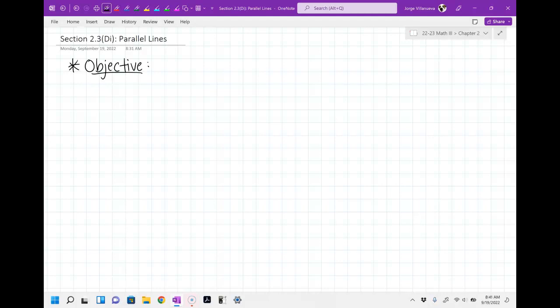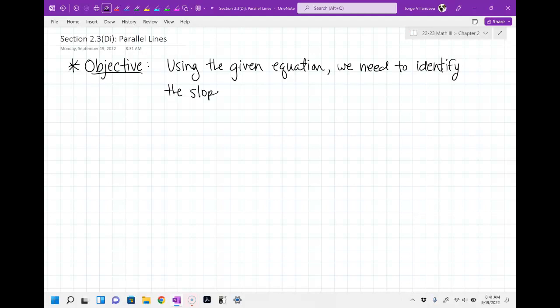Objective for us is using the given equation. We need to identify the slope and use it to find a parallel line. So using the given equation, so usually they're going to give you an equation. That's going to be the last 6 problems, which are actually the more important ones. But using the given equation, we need to identify the slope of that equation and use it to find a parallel line.